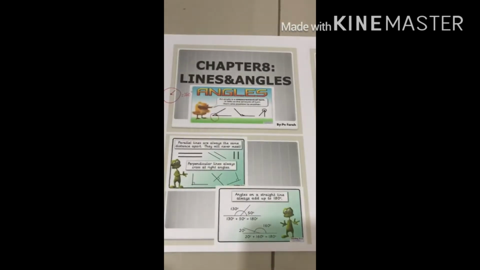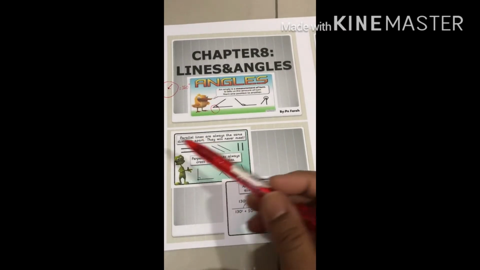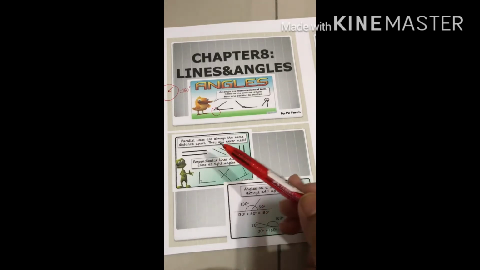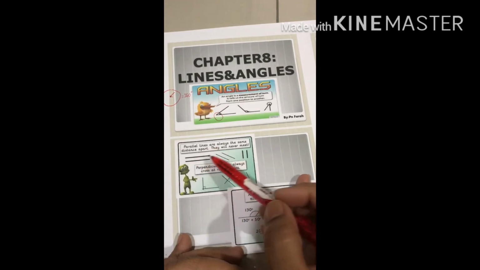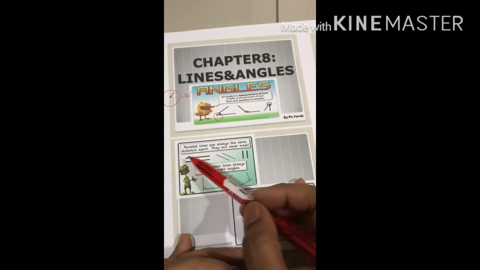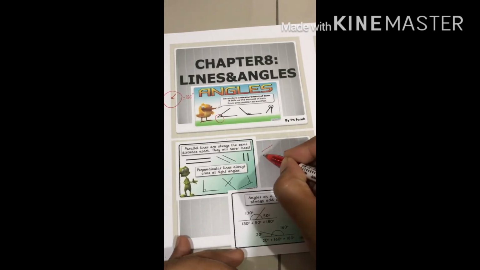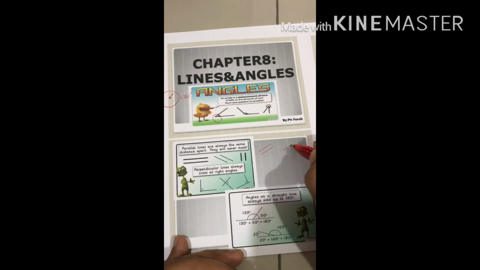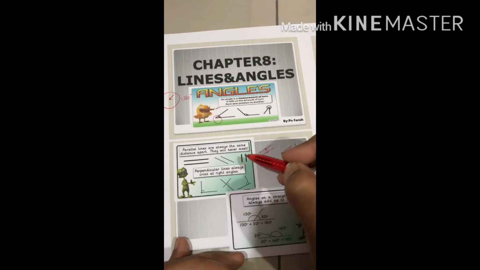Look here first. What is the meaning of parallel lines? Parallel lines are always the same distance apart. They will never meet, so remember, never meet. These two lines we call parallel lines. This one is also a parallel line. But this one is not parallel. It must have the same distance, that means from here to here must be the same distance. This one is not the same distance, so it is not parallel. This one we call parallel lines.